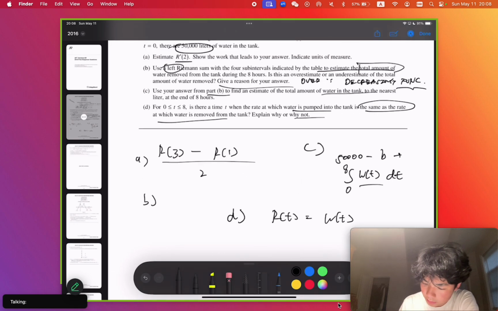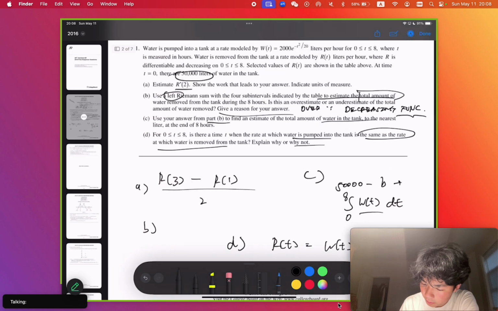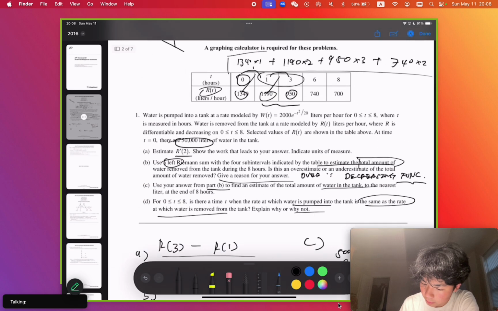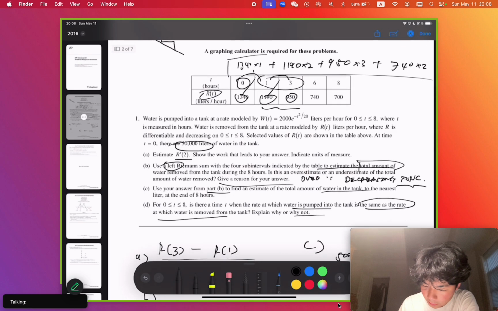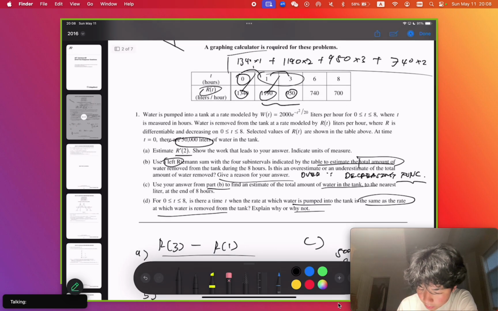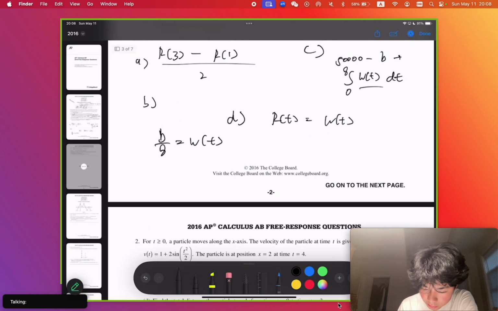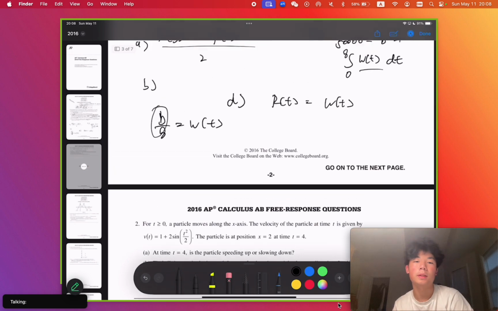Since there are this much water, if you have this much water, you want to calculate B divided by 8 and see if there's any W(t) that intersects with this. This is the average rate of change calculated from part B, and that would be the best way that I can solve this.